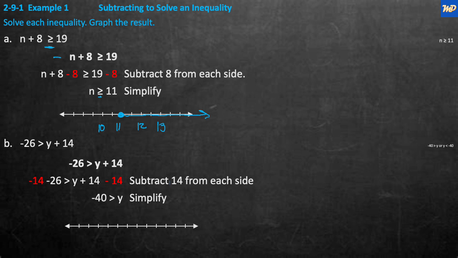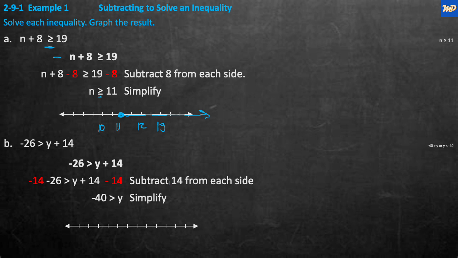B. -26 is greater than y plus 14. When you look at an inequality, the first thing you should look for in your head is that there's no equal to this inequality, so it's going to be a circle. So -26 greater than y plus 14, we have to get the y by itself.